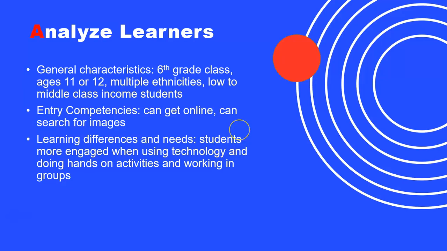For my ASSURE model lesson, I analyzed the learners. The students are in a sixth grade class, ages 11 or 12, multiple ethnicities, and are between low to middle class income students. The whole class is able to get online, knows how to get online, and knows how to perform a search, whether it be for images or anything that they're looking for.